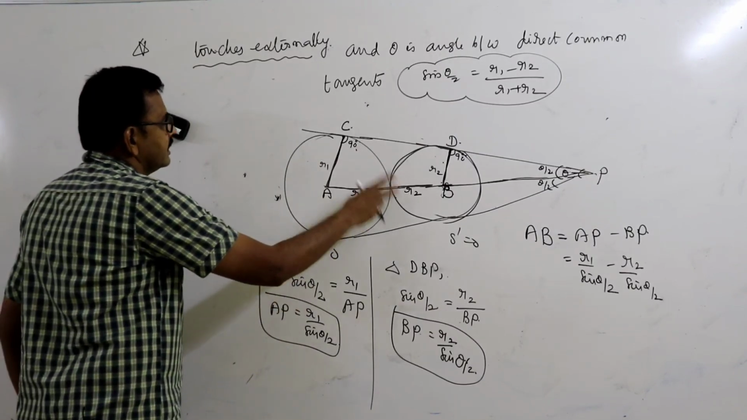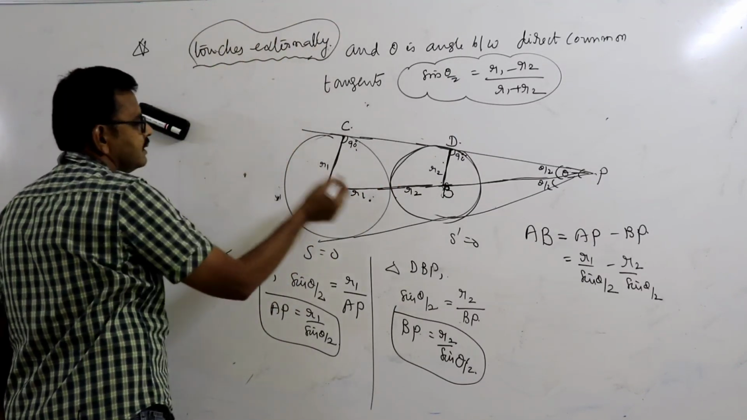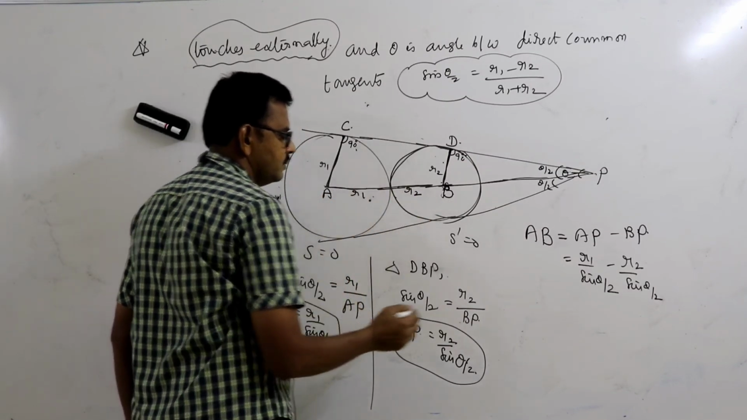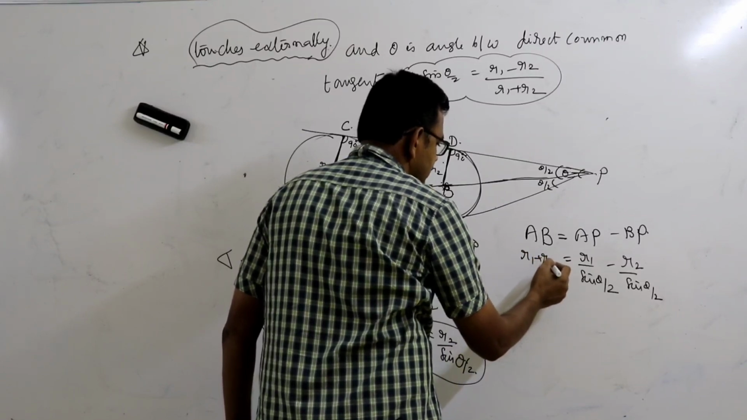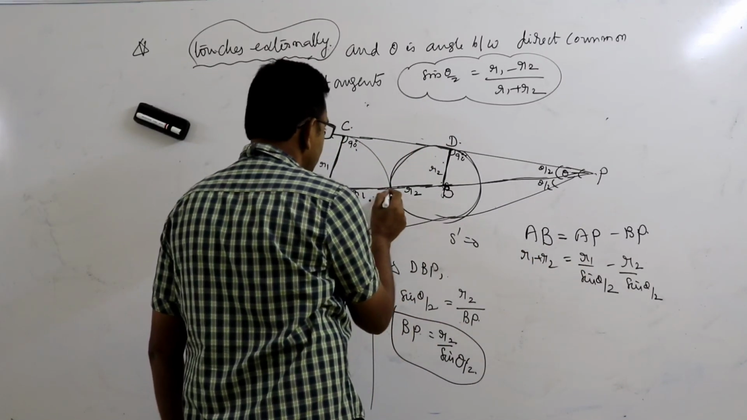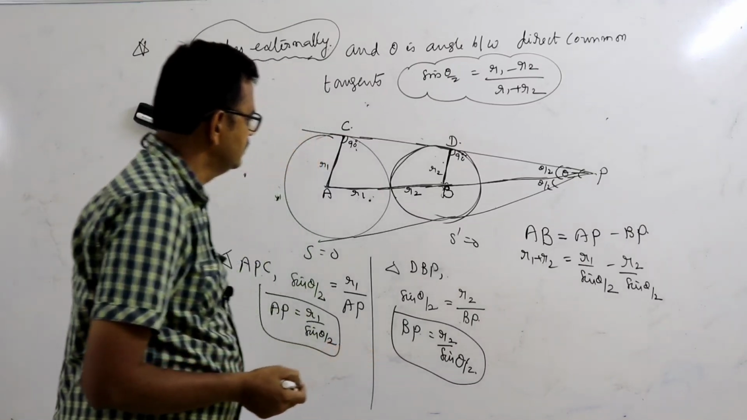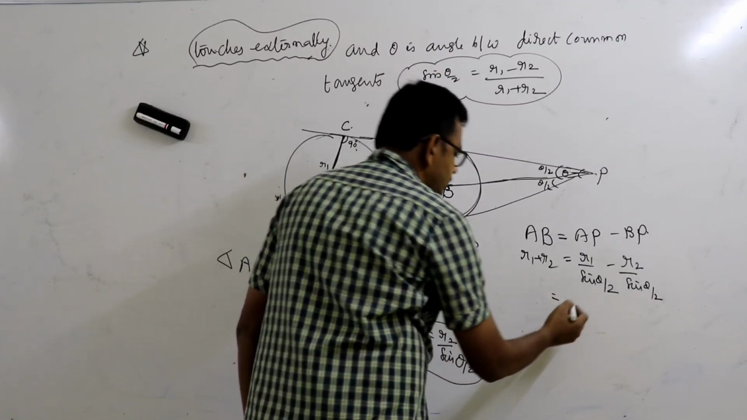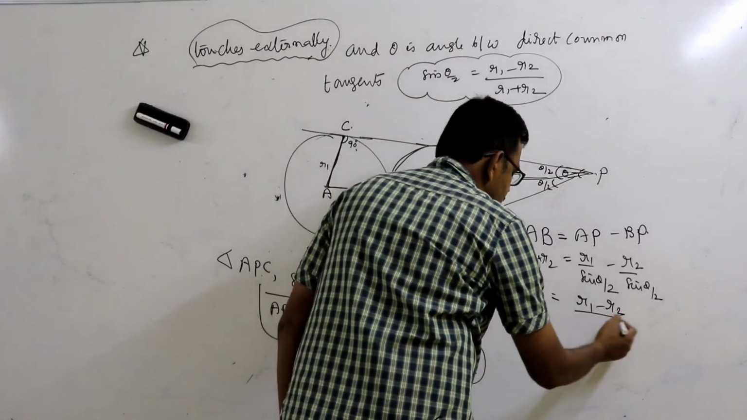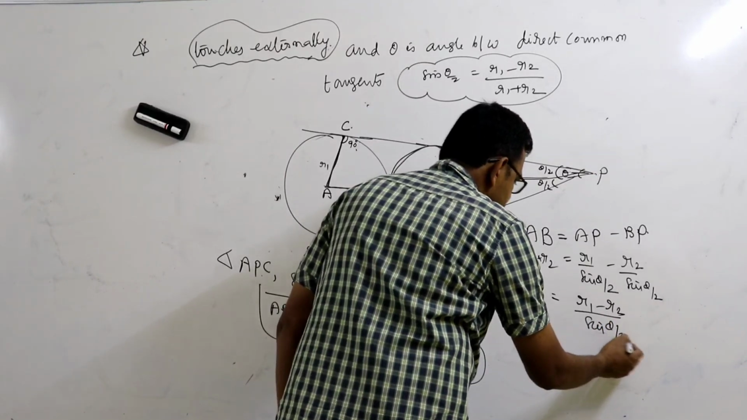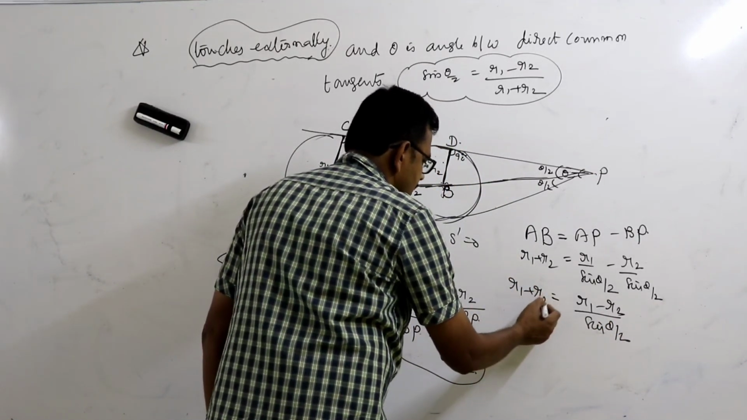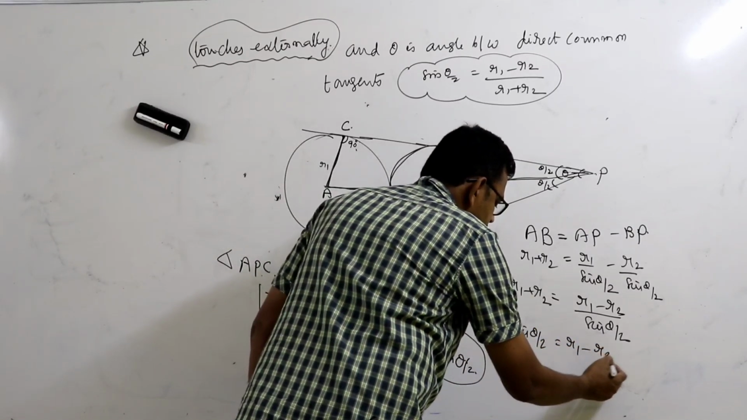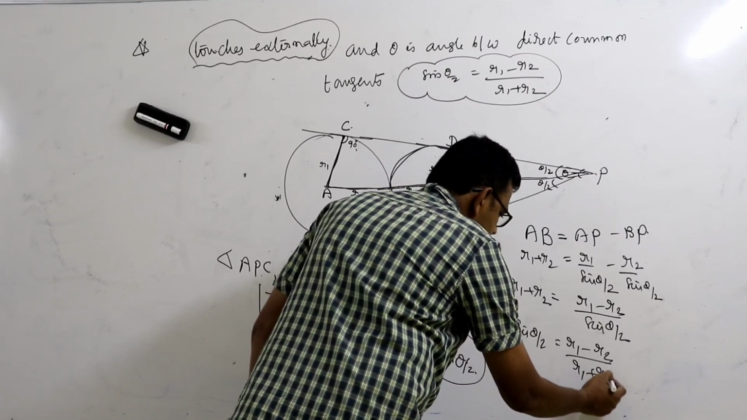Given that the two circles touch externally, therefore AB is equal to what? R1 plus R2. So this is R1 plus R2. C1C2 is equal to R1 plus R2. So that is equal to R1 minus R2 by sin theta by 2. So this is R1 plus R2. Therefore sin theta by 2 is equal to R1 minus R2 by R1 plus R2.